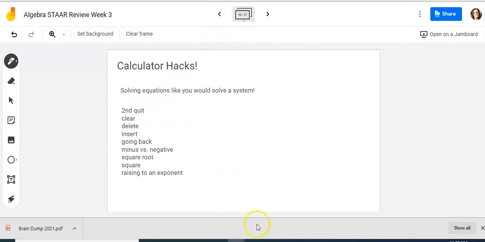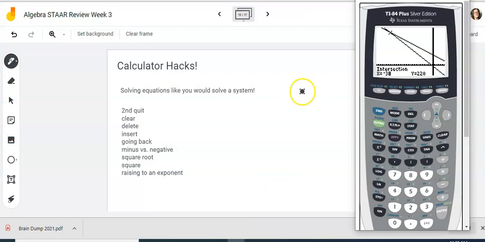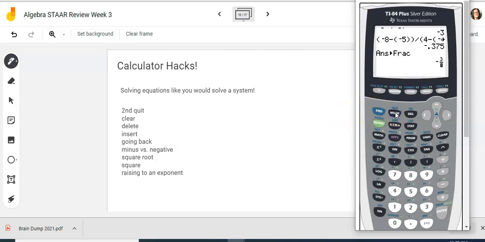All right, so I also want to show you some other things. Let me grab the calculator again. If I want to get out of something, I need to go somewhere else, I'm struggling, I don't have to just turn it off. Some people want to turn off their calculator. You could just do second quit. That takes you back to the calculating screen.